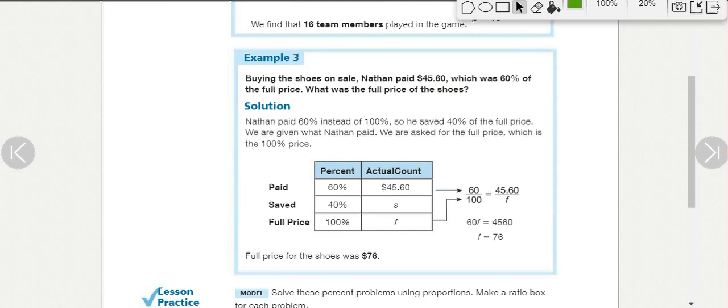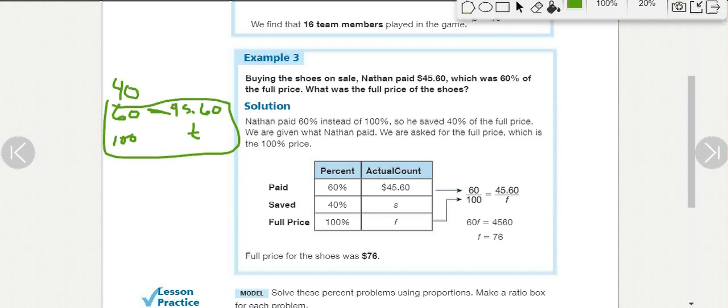Buying the shoes on sale, Nathan paid $45.60, which was 60% of the full price. What was the full price? Ratio box. 60% of full price was $45.60. Those match up. We don't know the total. We know 40%, but we don't need that right now. We need this. As long as I can get 4 amounts, one being unknown, I can solve.